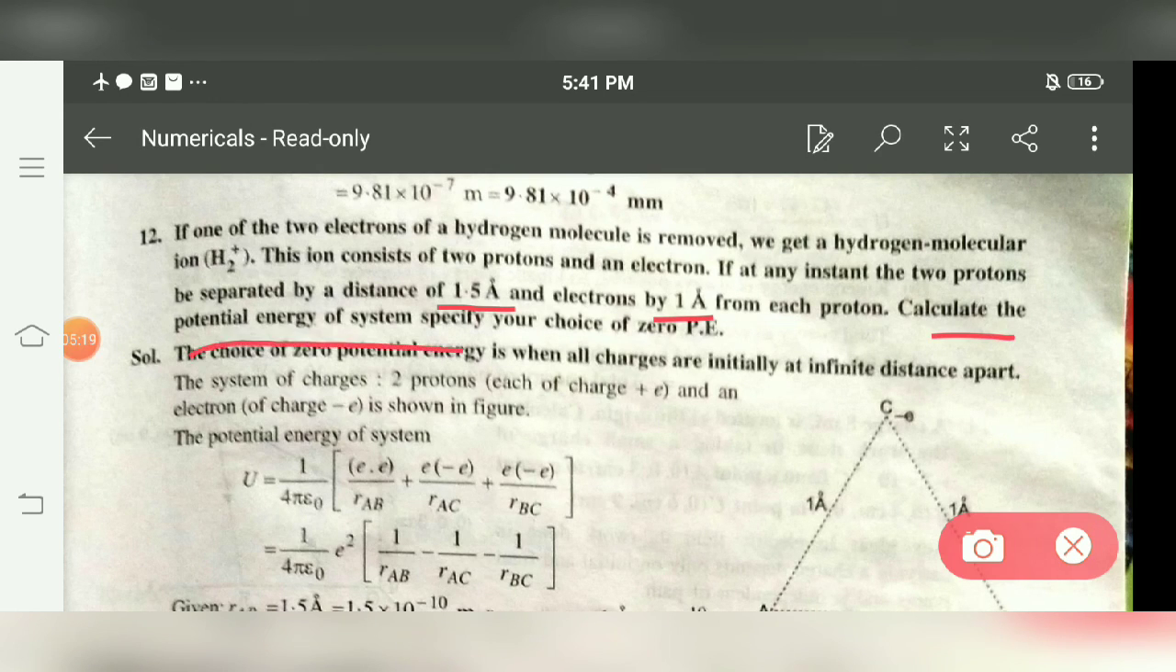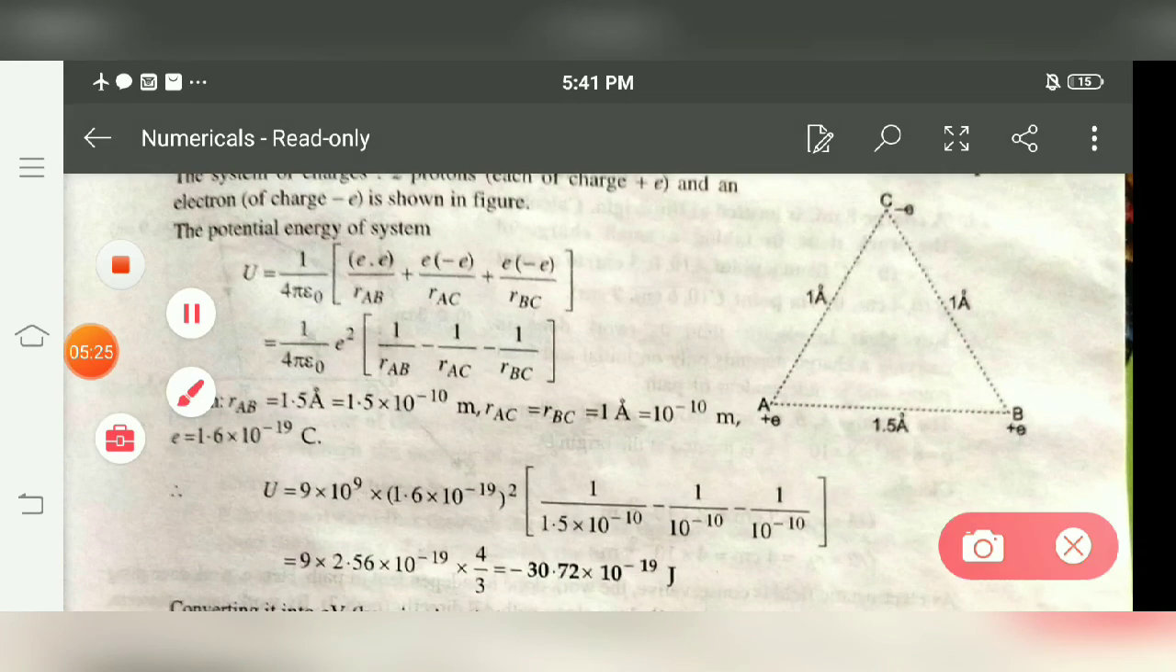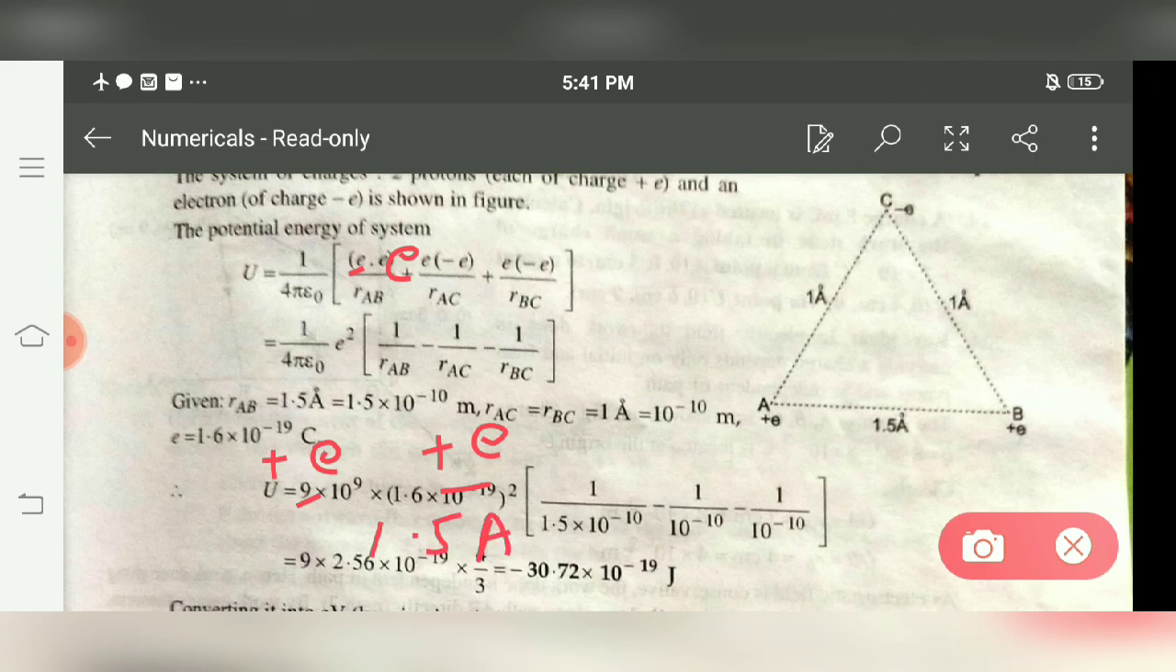Calculate potential energy of the system. Specify the choice of zero potential. That means up to you. Zero potential means we have to assemble a system of 3 charges, 2 positive e and 1 negative e. We have to assemble this system in such a way that these both are separated by 1.5 angstrom from each other, and from this negative charge by 1 angstrom.